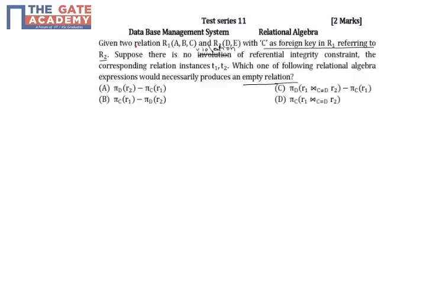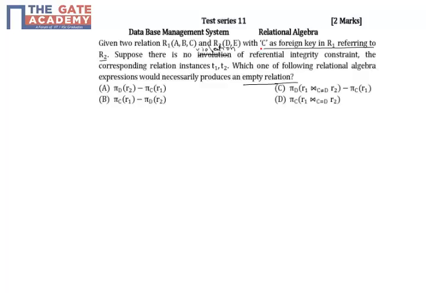Given two relations R1 with 3 attributes A, B and C and R2 with 2 attributes D and E, with C as a foreign key in R1 referring to R2. Suppose there is no violation of referential integrity constraint in the corresponding relation instances T1 and T2, then which of the following relational algebra expressions would necessarily produce an empty relation?